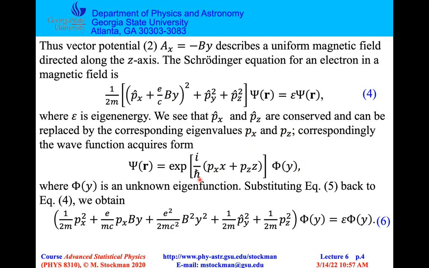This equation is separable. I substitute it here, and I open up the square. Px squared is a C number. Px by is a double product of this, and this is the square of this term, and divided by 2m here. Now this is this term, which is an operator, and this is a C number. Phi y is epsilon phi of y.